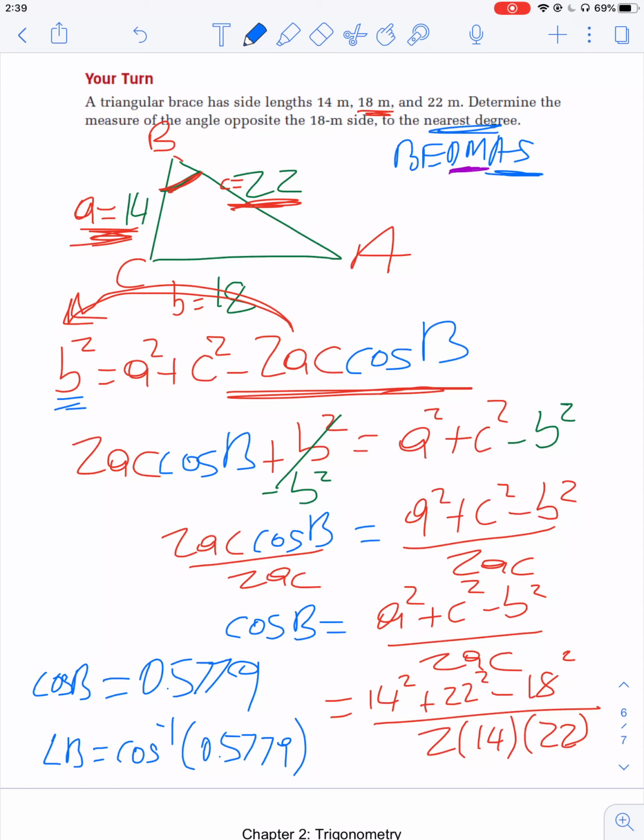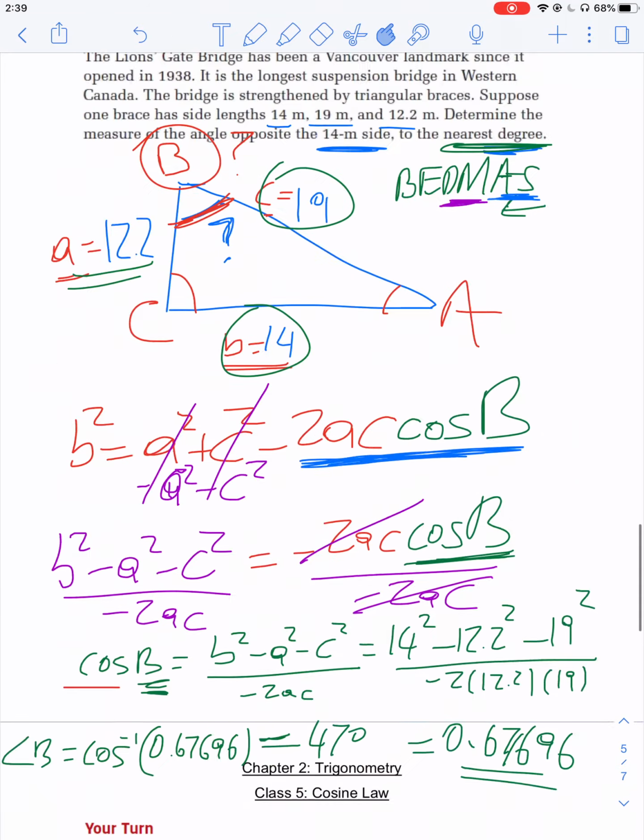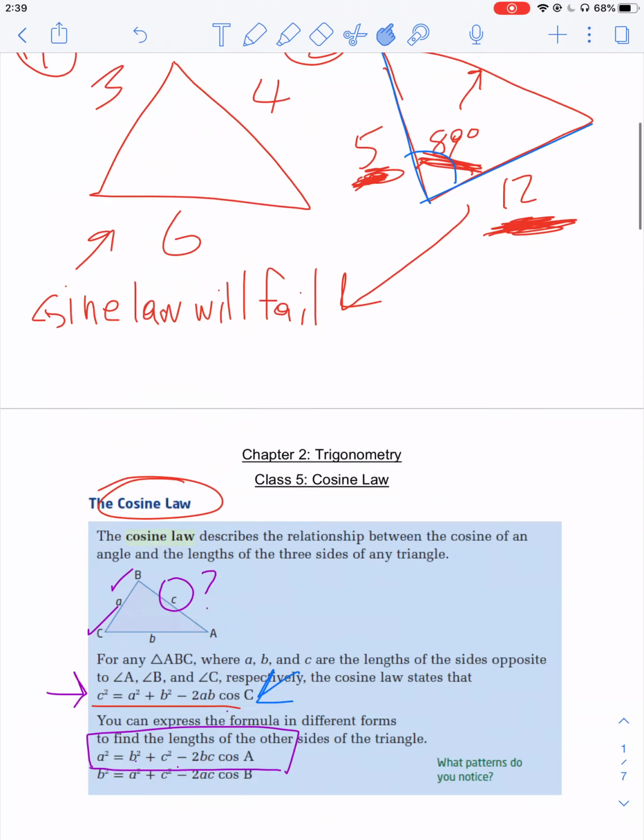Okay, so I can just put an equal sign. So cos inverse of 0.5779 will equal 54.6, so 55 degrees. Okay, so as you can see, cos, again, not bad, right? It essentially boils down to the starter question.